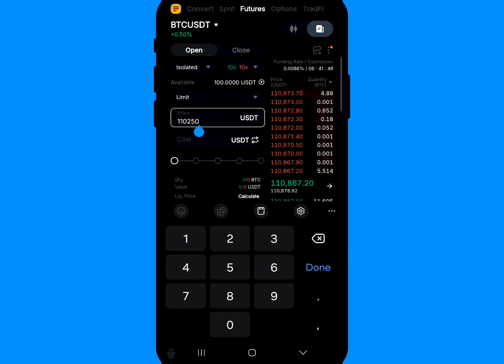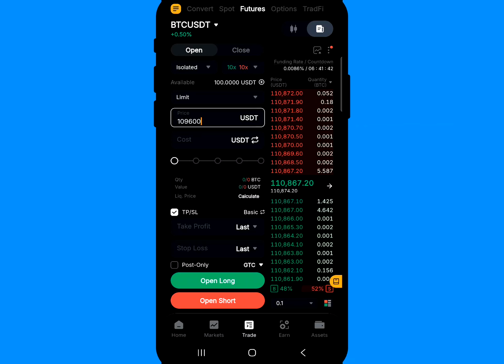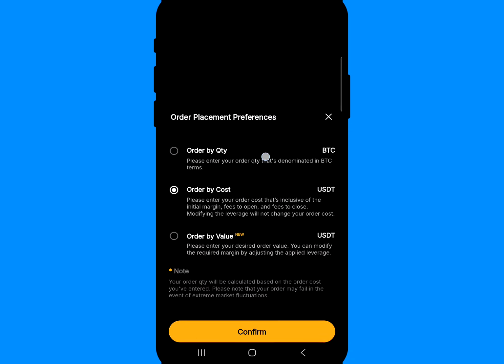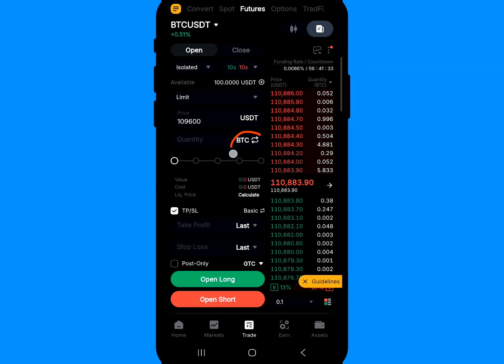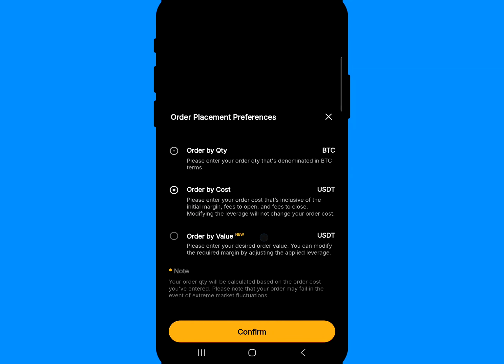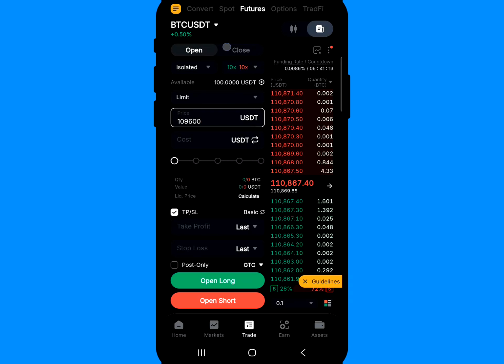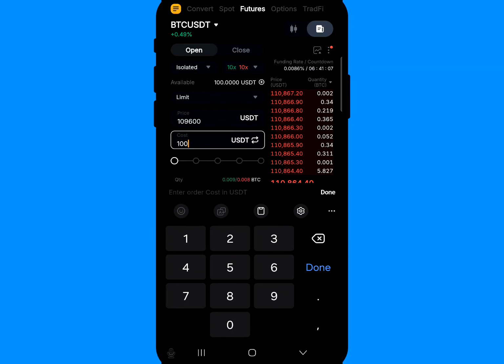So I want to buy at 109,600. Then here you may see something like BTC, order by count, whatever. Click on this area and change it to order by USDT. Don't forget, order by USDT. That is the one I want to choose. So I'll now click on confirm. Here, I will now put $100 here as a cost.